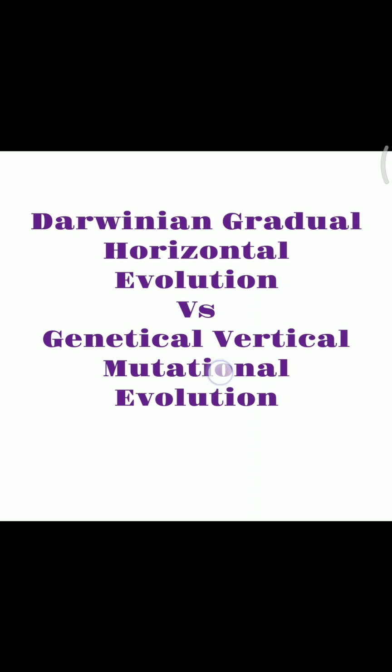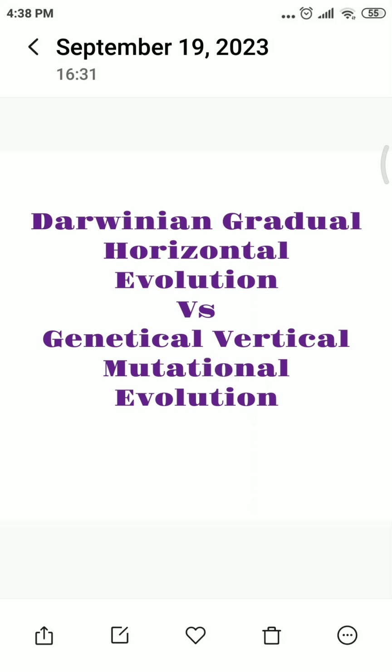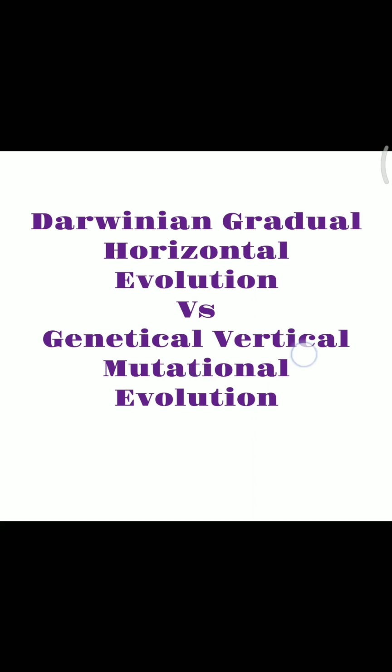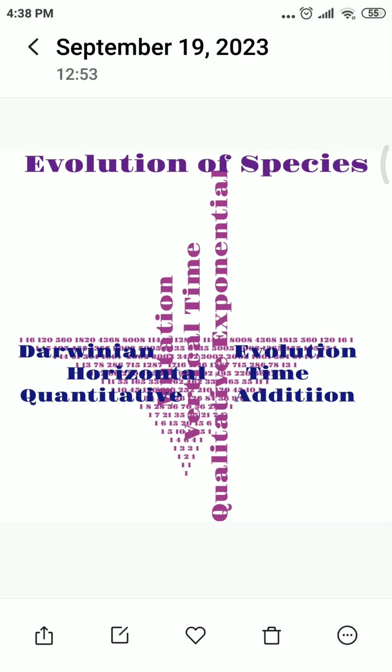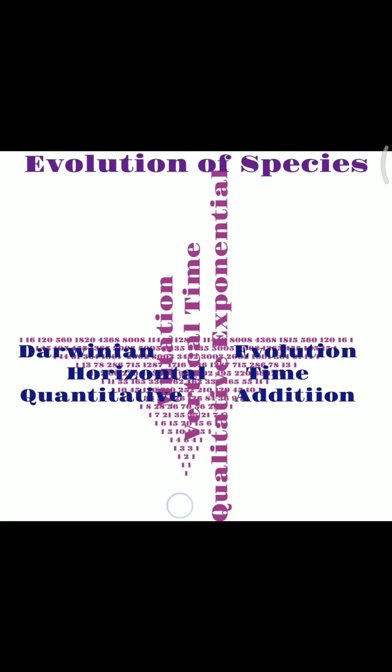And the second type of evolution involves genetic mutation. I will show you the diagram here. As always, I am using Pascal's triangle to explain evolution and both types of evolution.